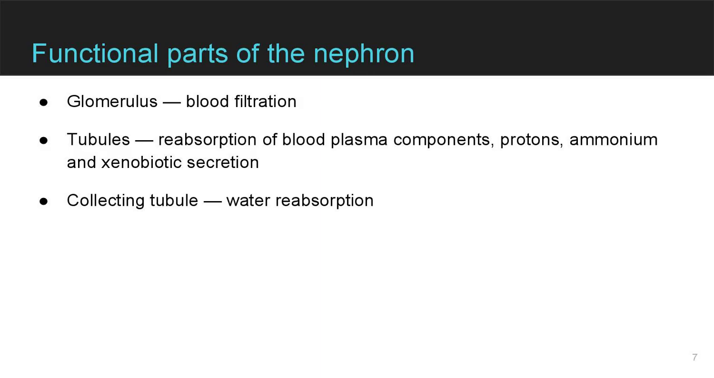And the last component of nephron is a collecting tubule here. The main function of collecting tubule is water reabsorption. That means that we can produce approximately 200 liters of primary urine, but excrete outside only approximately 2 liters of secondary urine, which contains only waste products. But useful products should be reabsorbed.